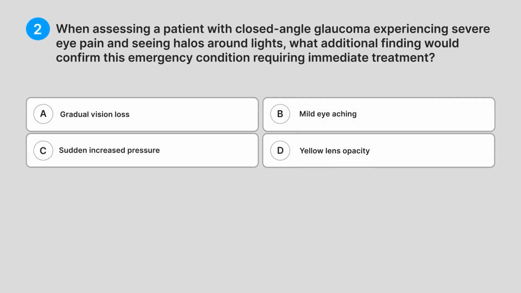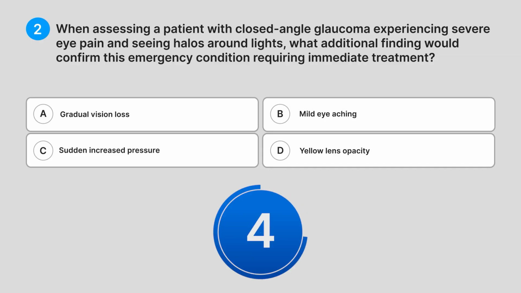2. When assessing a patient with closed-angle glaucoma experiencing severe eye pain and seeing halos around lights, what additional finding would confirm this emergency condition requiring immediate treatment? A. Gradual vision loss. B. Mild eye aching. C. Sudden increased pressure. D. Yellow lens opacity. Do you know the answer?